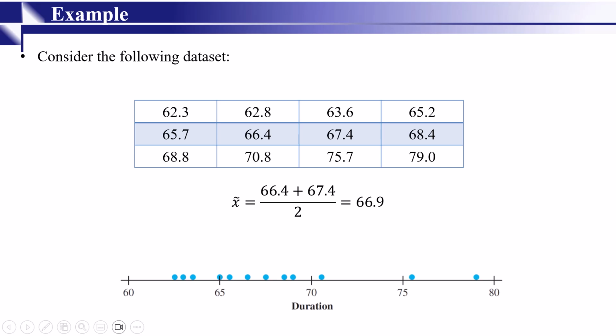So you can see this data set here. In this data set, how many numbers do we have? 12. We don't have any single value as the middle one. So we calculate the average of the two middle ones. Okay. So 1, 2, 3, 4, 5, 6, 7, 8, 9, 10, 11, and 12. So we will calculate the sum of these two divided by 2. Then we say the median is 66.9.